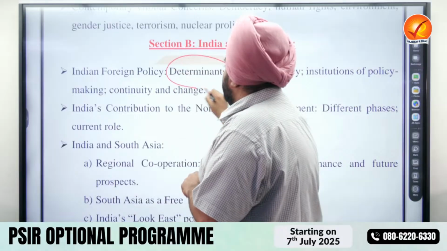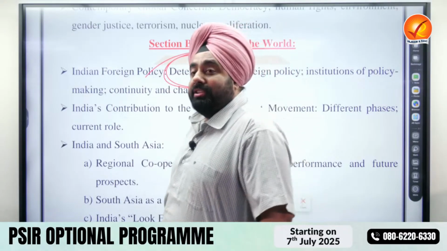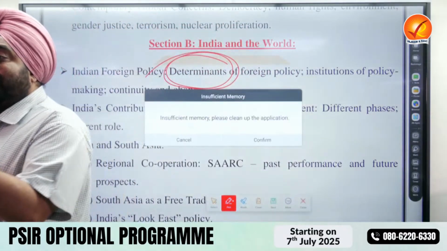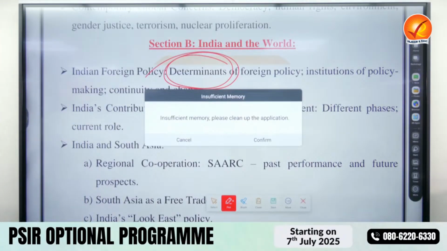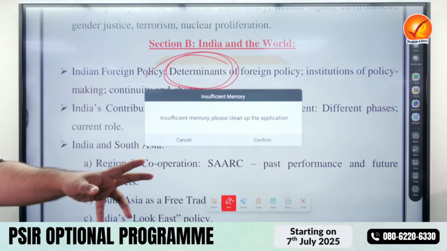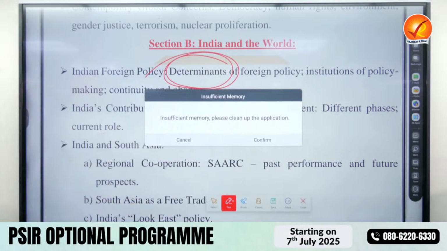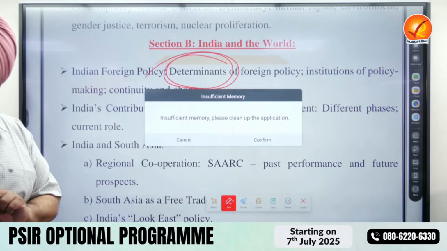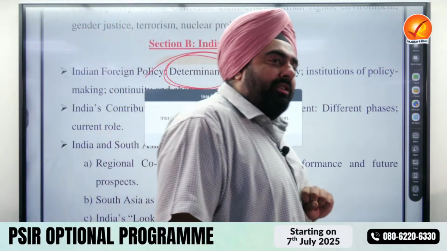What do you understand by this term, students? Determinants means factors which are responsible for making a foreign policy, factors which determine Indian foreign policy. So when Indian foreign policy is made by our policy makers sitting in the Ministry of External Affairs and Prime Minister's Office and National Security Advisor Ajit Doval, so when they formulate Indian foreign policy, do you think there are certain factors which do impact their decisions? For example, students, do you think geography matters? Do you think geography has an impact on making a foreign policy?